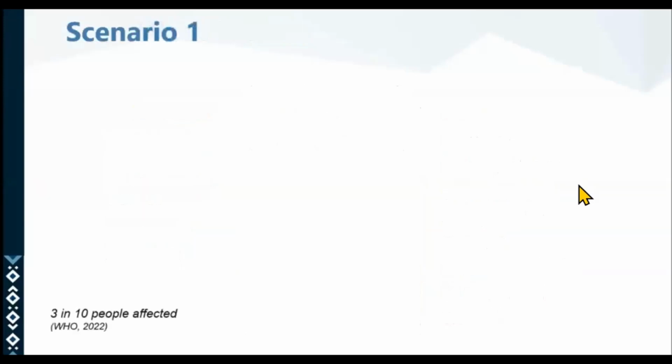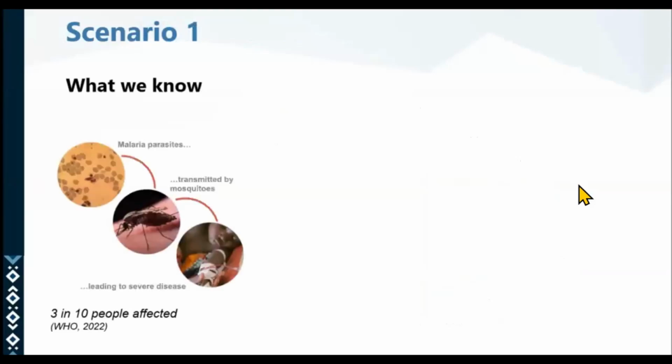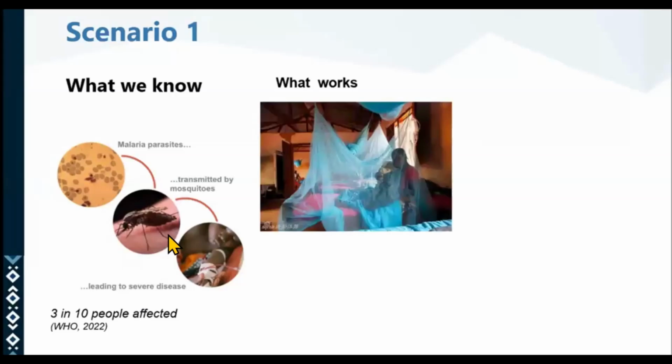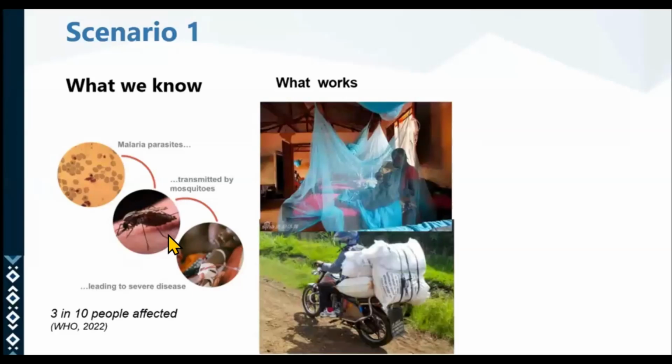So we are going to have a scenario. We know that when a mosquito infects a human with the parasite, you suffer from malaria. According to statistics, at least 3 in 10 people are affected with malaria. So what works? We know that when you sleep under a mosquito net, it reduces the malaria infection rate. In order to get people to sleep under the mosquito net, we think that by doing door-to-door delivery of mosquito nets, or taking the net to the people that need it the most, they are going to be able to use it. But in reality, that is not what happens.